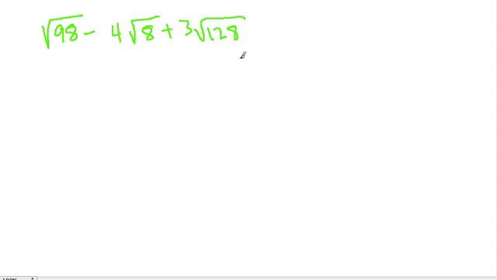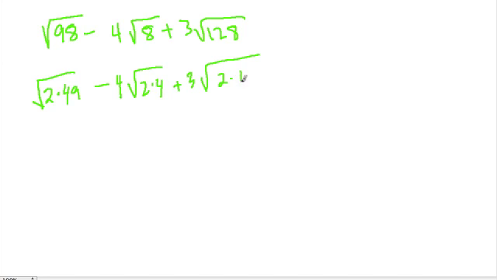What do we do? Let's see, 98. How can we break that down? Again, it's even numbers. I'm going to divide it by 2. When I do that, I would hope to get a perfect square in there. 2 times 49. Well, yes, 49 is a perfect square. Take the square root of that, it's 7. So that's going to help us out. Minus 4 square root of 8, you can think of that as 2 times 4. And then plus 3 times the square root of 128. Again, if we cut that in half, we get 2 times 64, and 64 is a nice perfect square.